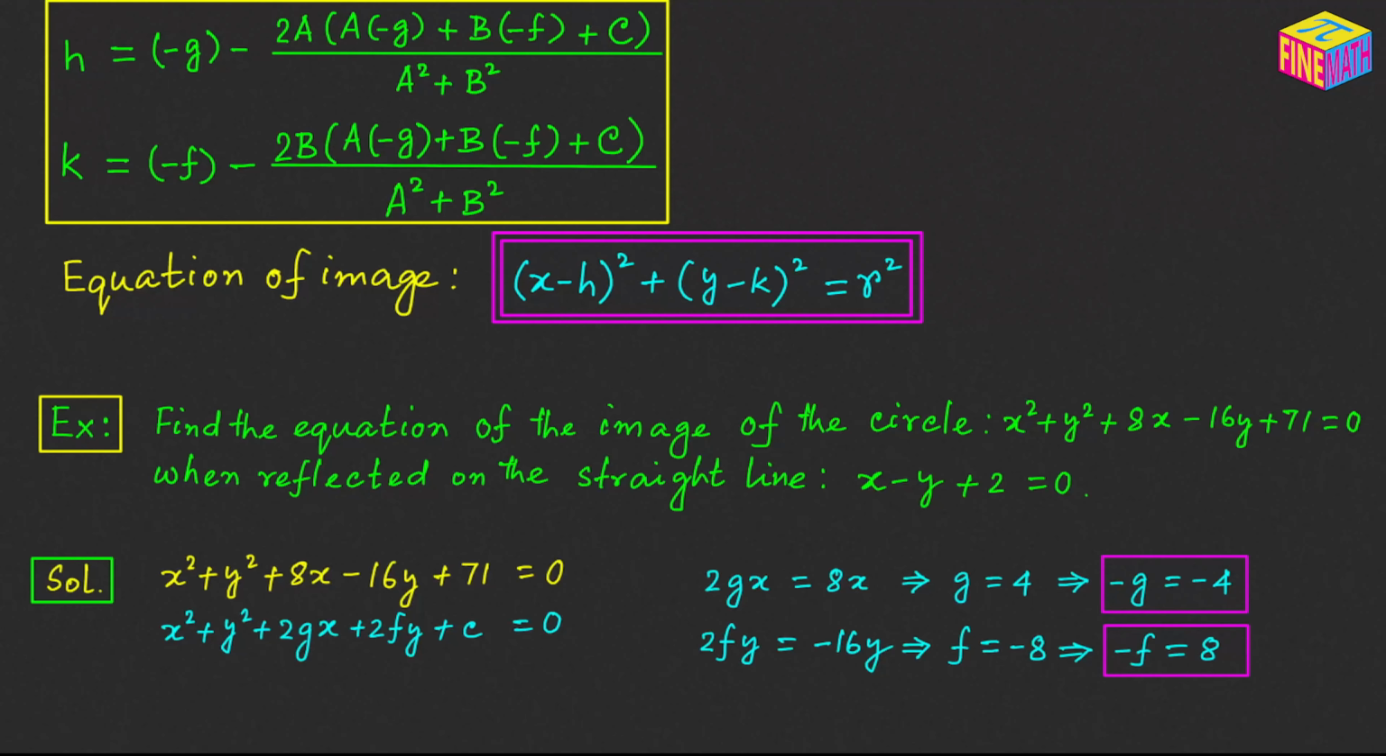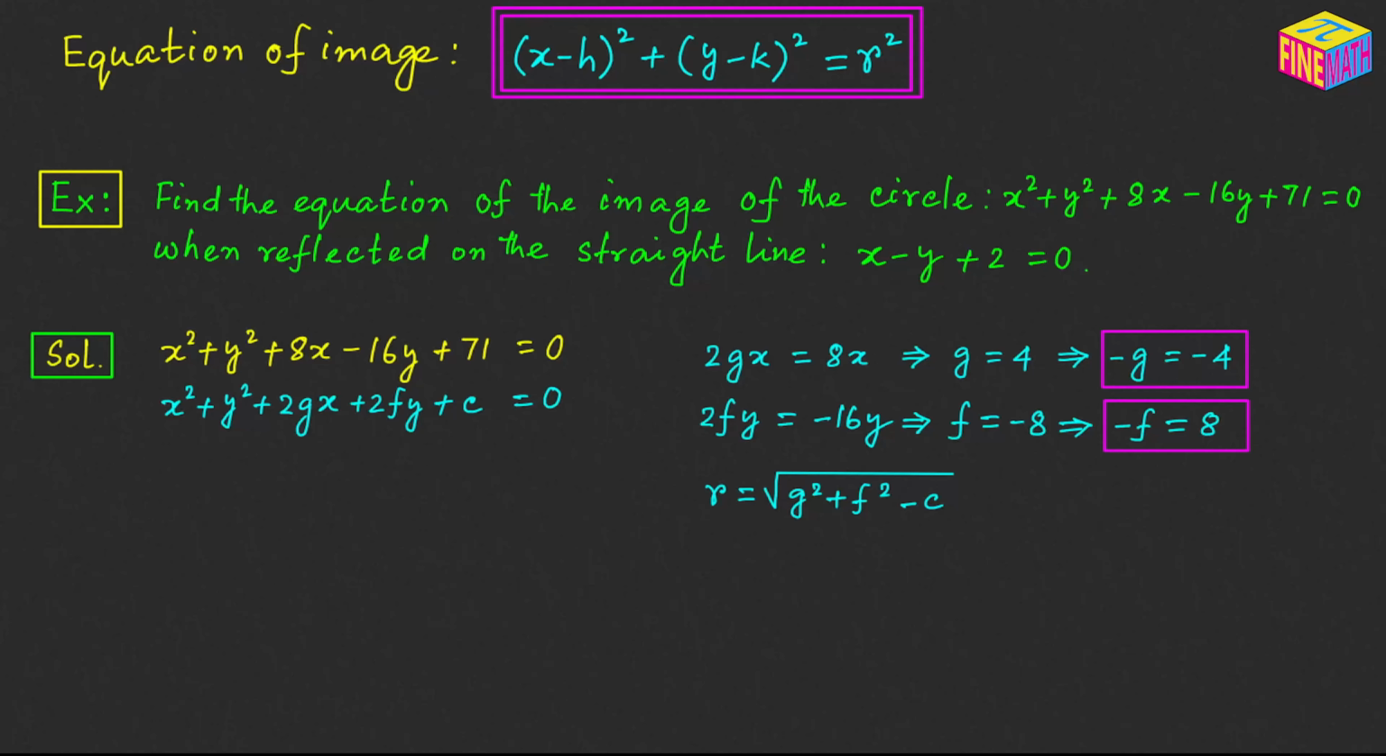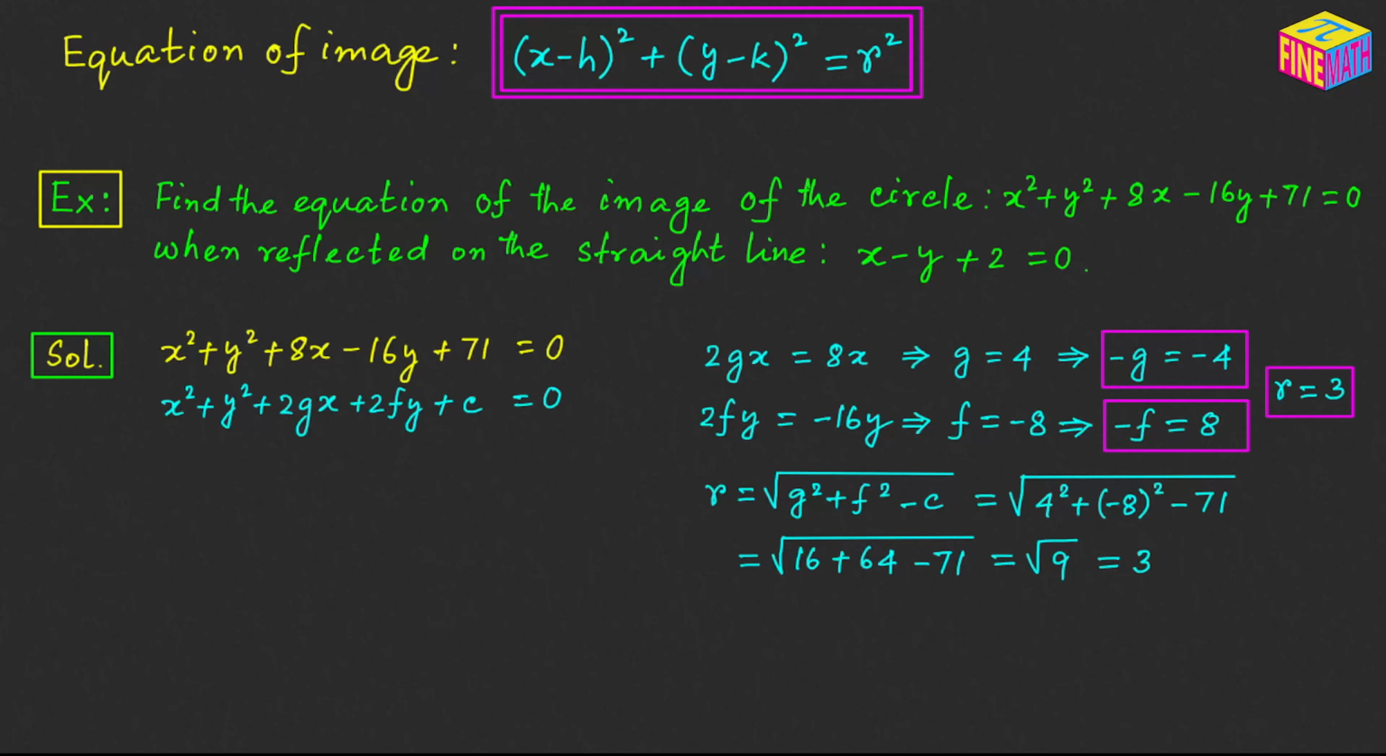Also let's calculate the radius of this circle. We know radius is equal to the square root of g² + f² − c, and now let's plug in the values, and as you can see the radius turns out to be 3 units. So I have made a note of that, r is equal to 3.